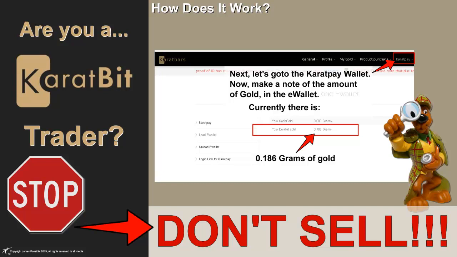So your KaratPay wallet as a Karatbars member is where you hold all of your gold, your physical gold, your real gold, right? Your tangible gold. And at this point, for this example, I have 1.86 grams of gold, so almost 2 grams of gold in my KaratPay wallet.